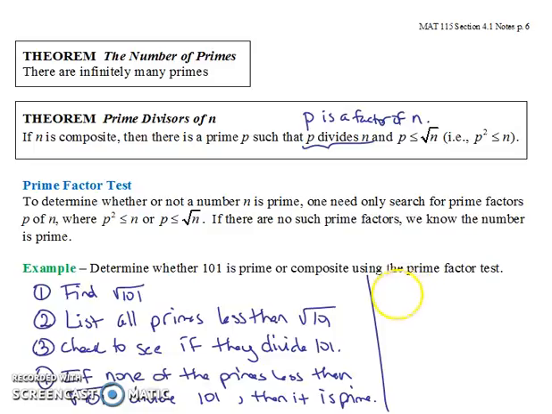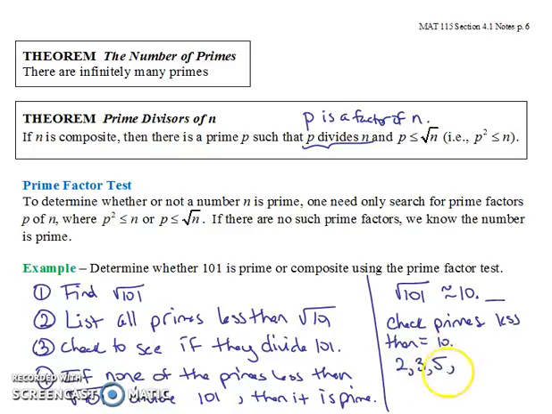In fact, the square root of 101 is approximately 10 point something, because the square root of 100 is 10. So I only have to check the primes less than or equal to 10. 10 happens to not be prime, of course. So I'm going to check 2, 3, 5, 7, and that's it, because 11 is more than 10, and I don't have to check 11.